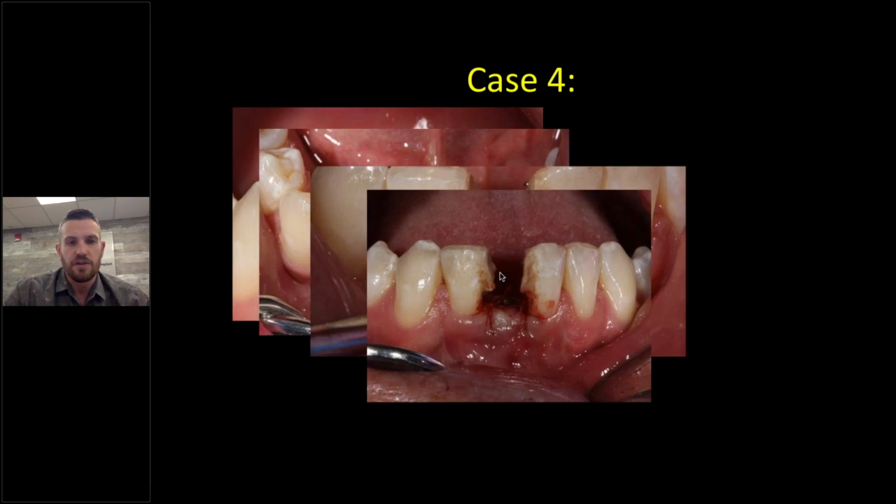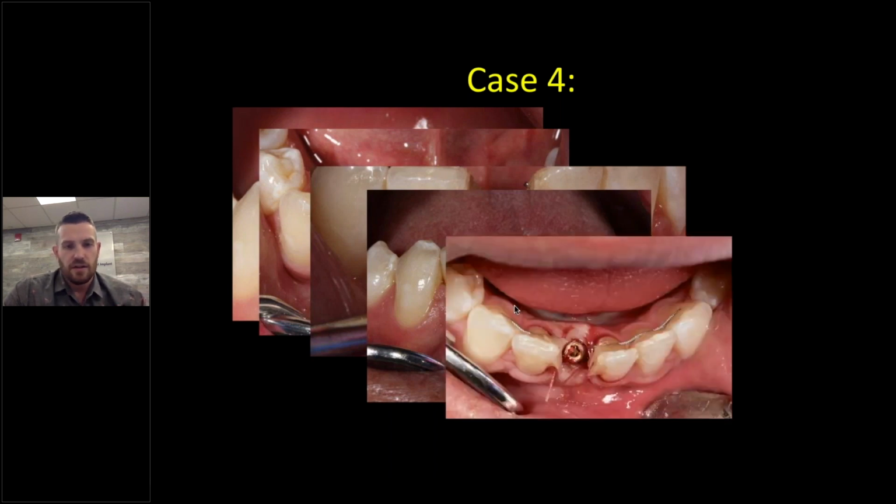So we did do a connective tissue graft as well, and I plumped that tissue out just a little bit and suture everything into place. And that's just an occlusal view.